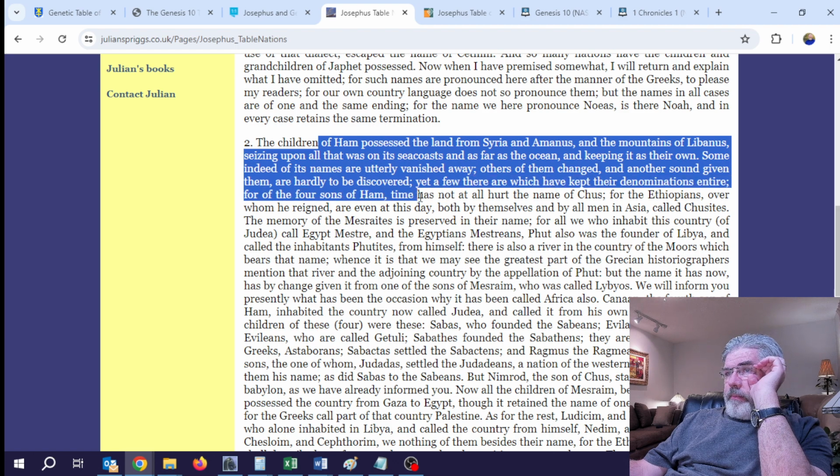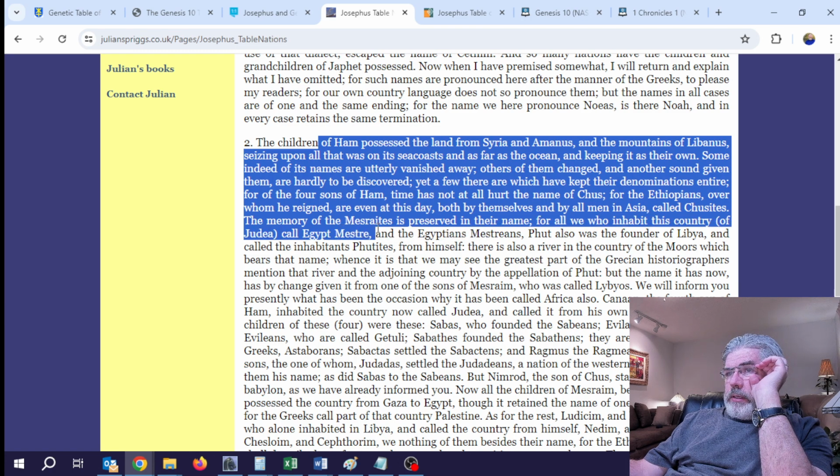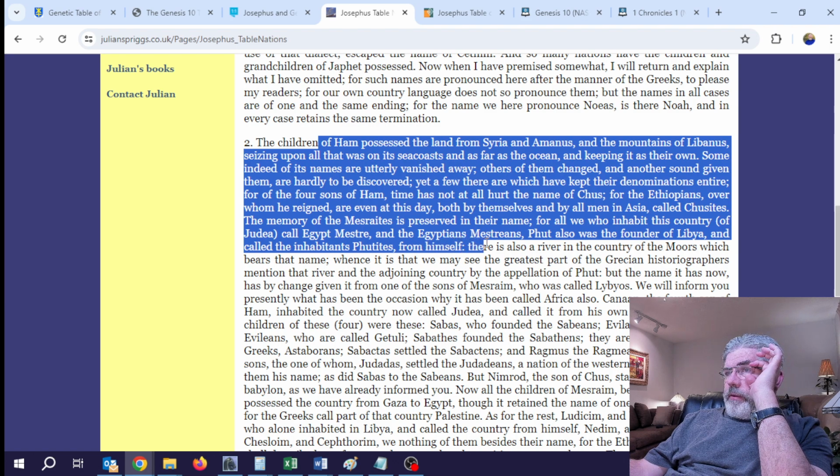For the four sons of Ham, time has not at all hurt the name of Cush. For the Ethiopians, over whom he reigned, are even at this day, both by themselves and by all men in Asia, called Cushites. The memory of the Mesraites is preserved in their name, for all who inhabit the country of Judea call Egypt Metzer, and in the Bible it's called Mitzrayim, and that's Upper and Lower Egypt, and the Egyptians Mestrians. Put also was the founder of Libya, and called the inhabitants Putites from himself. There's also a river in the country of the Moors, which bears that name.